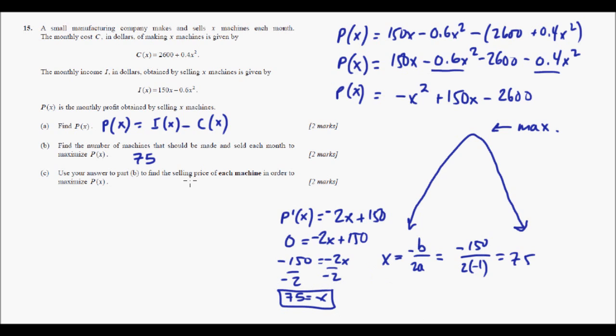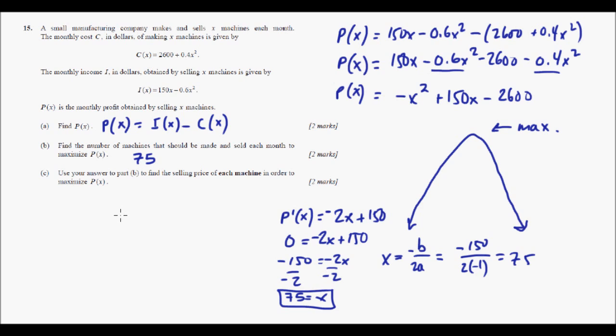Either way, it doesn't matter, or you could actually go on your calculator. The only problem with going on the calculator and looking at a graph with this is the numbers are really big, so you're going to have to play with the window. I'm not going to do that on this one. I'm just going to go straight algebra. Okay, so use your answer to part B to find the selling price of each machine in order to maximize the profit. Now this is where it gets a little dicey.